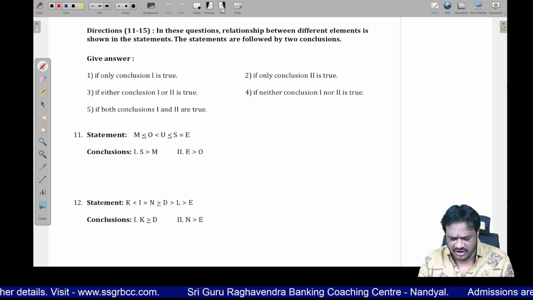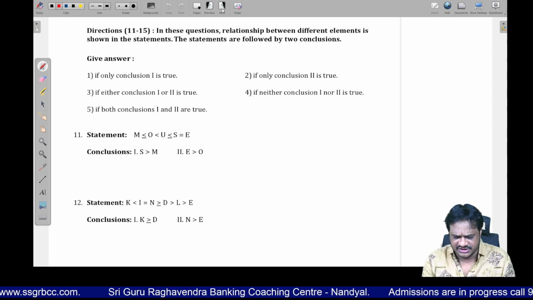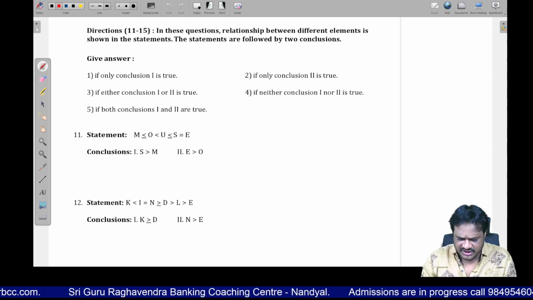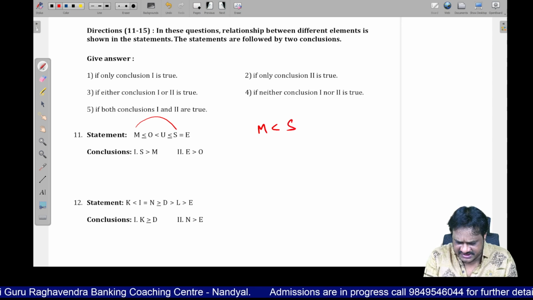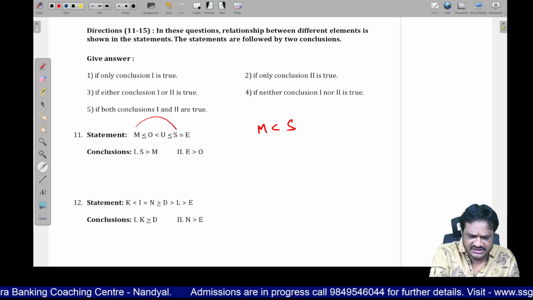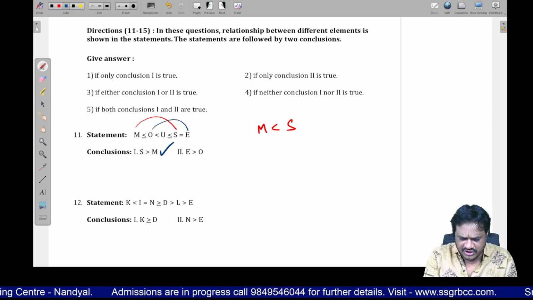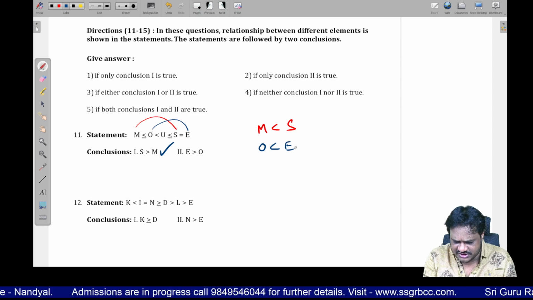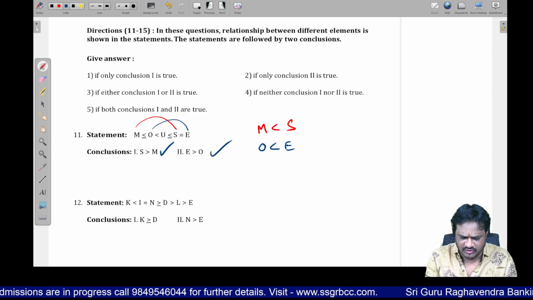11th question, same process. M less than or equal to O, O less than U, U less than or equal to S, S equal to U, S equal to E. S greater than M. From M to S, the symbol is less than, not less than or equal. Here equal to is not there. So M less than S or S greater than M definitely follows. O to E, the symbol is less. So O less than E or E greater than O, that one also definitely follows. Both 1 and 2.